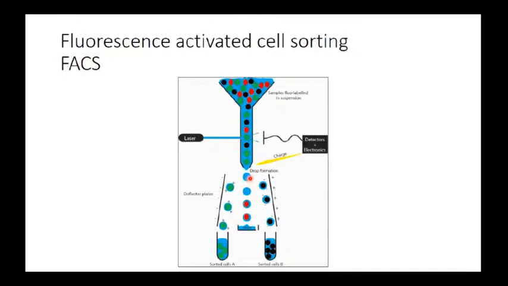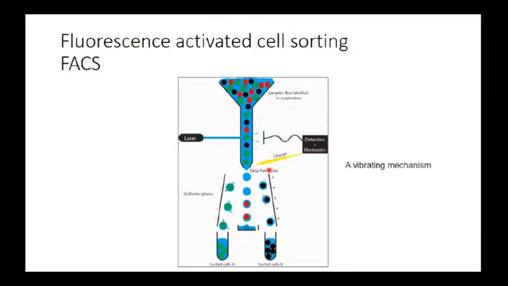At the end of the tube, there is something called drop formation. In drop formation, we have a mechanism called a vibrating mechanism. This vibrating mechanism will separate my mixture into small droplets. These droplets should contain only one cell per droplet. This is very important.